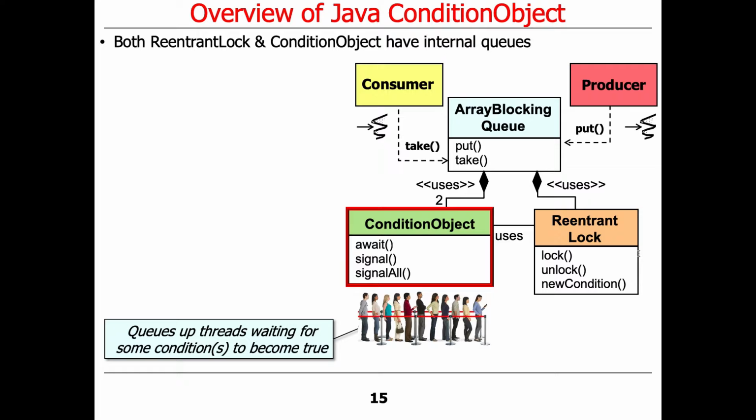So I'm trying to think of some examples that might be intuitive for why you have two queues. So let's say that you want to go to a nightclub, right?